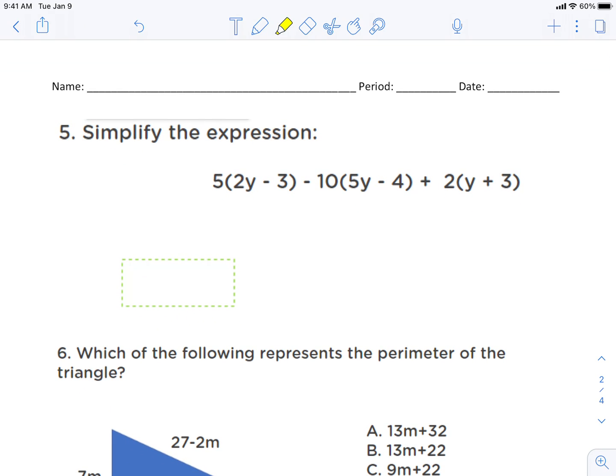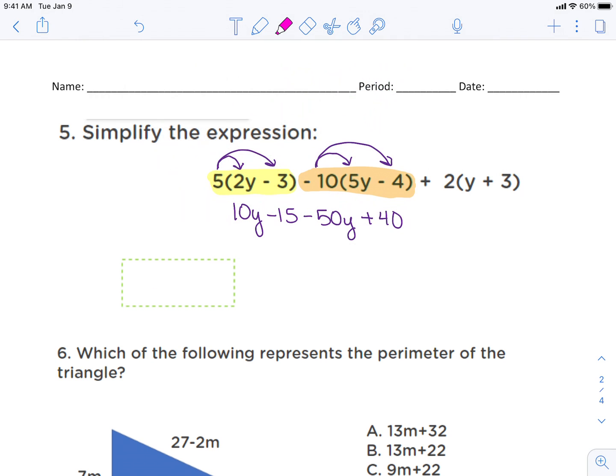So we're going to break it down piece by piece. This first part is what we're going to distribute first. Again, you can only distribute the 5 to stuff in the parentheses directly next to it. So I have 5 times 2y, that gives me 10y. 5 times a negative 3 gives me a negative 15. Moving on to the next part, I have this negative 10 times 5y minus 4. So negative 10 times 5y is negative 50y. Negative 10 times negative 4 is a positive 40.